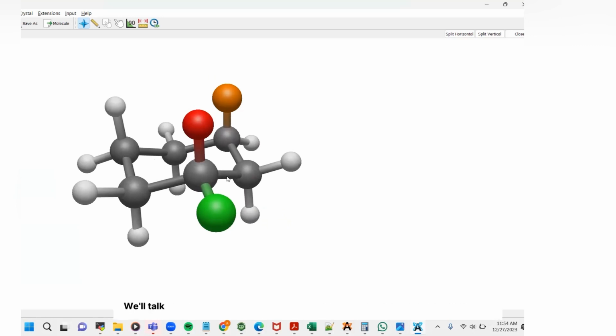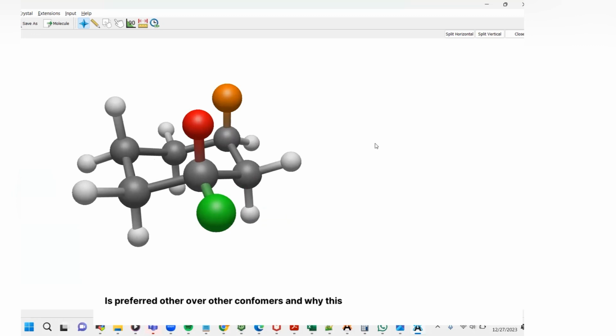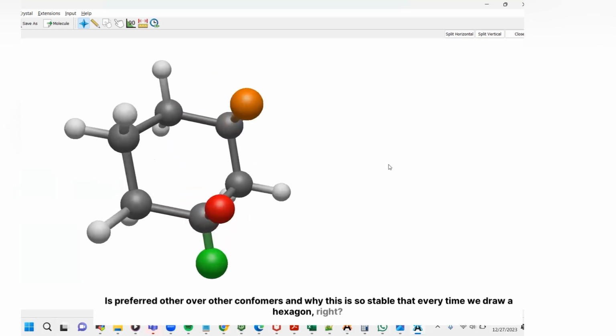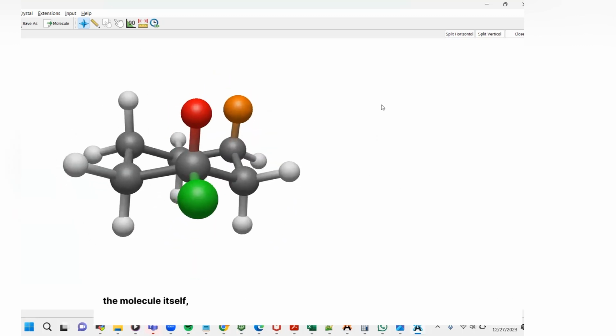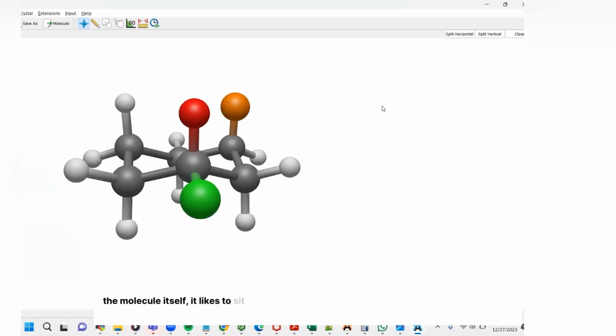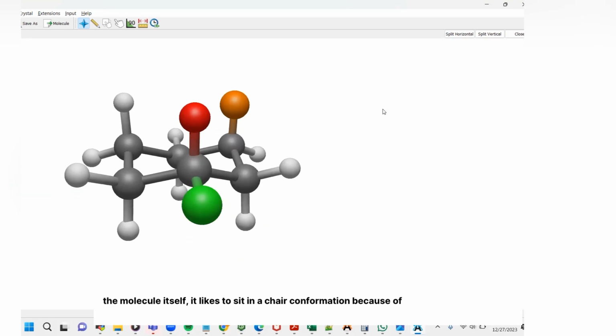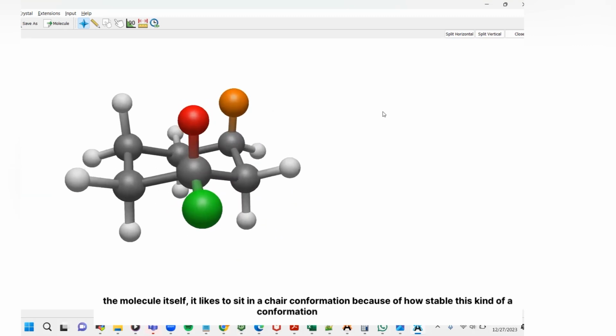We'll talk about it later, why a chair conformer is preferred over other conformers, and why it is so stable that every time we see a hexagon, the molecule itself converts, or likes to sit, in a chair conformation because of how stable this kind of conformation is.